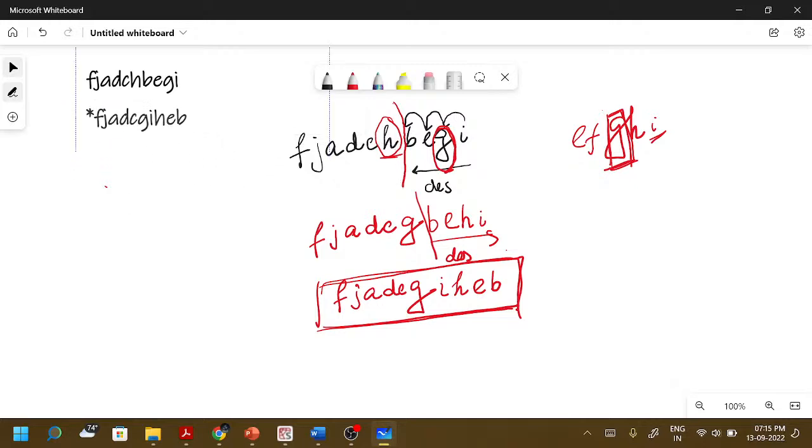Okay, so this is the previous one. From this we have this. This is the previous one. So you have to just do the opposite of what you have done in the next.